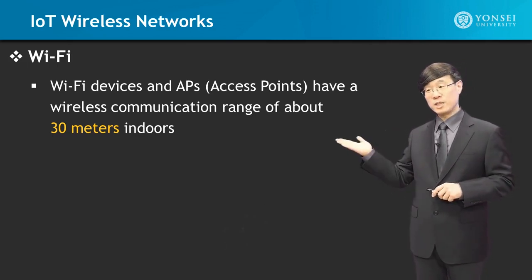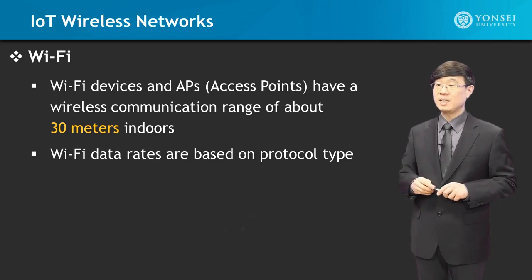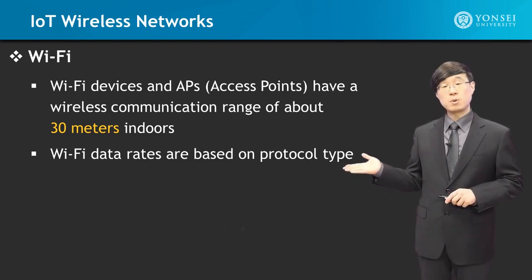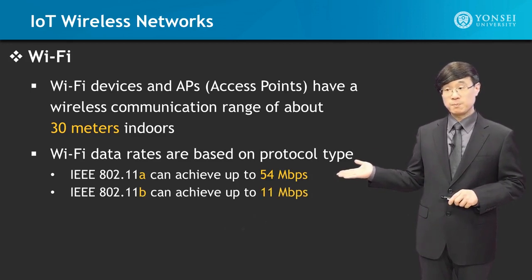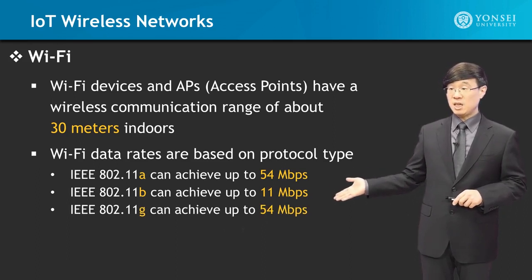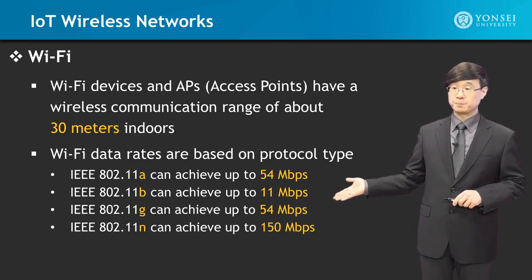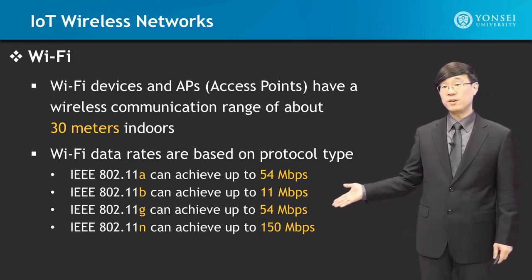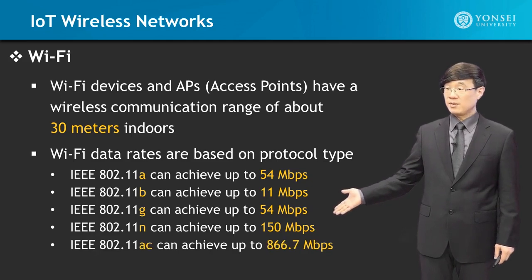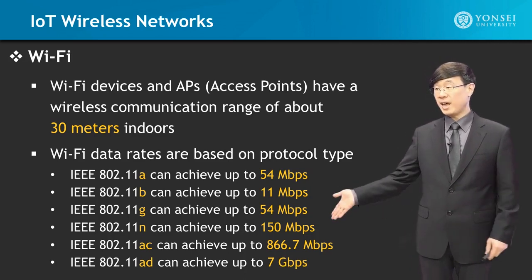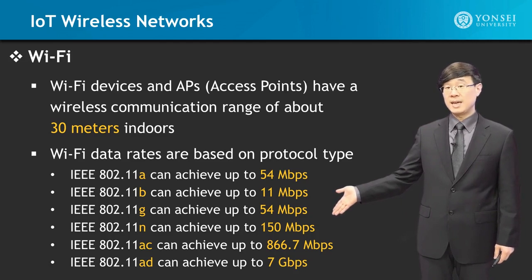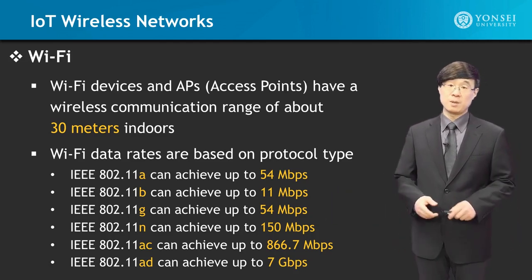However, here we'll stick to some of the details that we have listed, in which Wi-Fi data rates are based upon protocol type. 11A can achieve up to 54 megabits per second. 11B can go up to 11 megabits per second. 11G can go up to 54 megabits per second. 11N can go up to 150 megabits per second. 11AC can go up to 866.7 megabits per second. Extremely high, isn't it? But even higher is the 11AD protocol, which can go up to 7 gigabits per second.